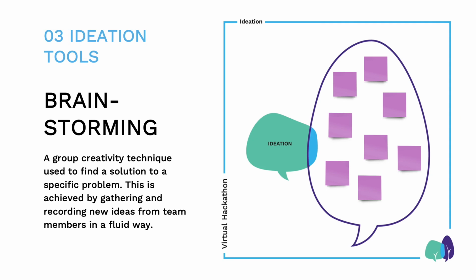Ideation tools. Brainstorming. Brainstorming is a group creativity technique used to find a solution to a specific problem. This is achieved by gathering and recording new ideas from team members in a fluid way. This activity helps to foster and harness the creativity of individuals into collective intelligence, which is more effective than the sum of its parts. This tool should be used once we have a clear focus and understanding of the challenge we're going to face. In addition, it is important to ensure that we get the team to work in an environment that helps to foster creativity.